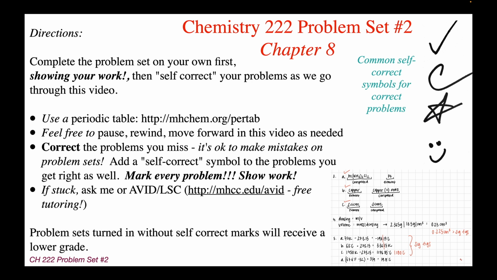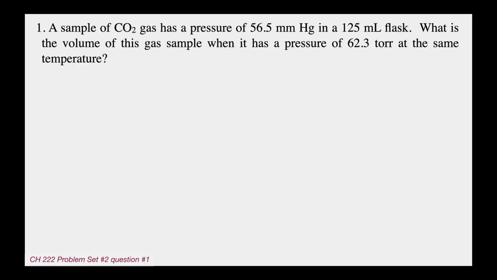Okay, so let's see what this problem set has to offer. A sample of carbon dioxide gas has a pressure of 56.5 millimeters of mercury in a 125 milliliter flask. What is the volume of this gas sample when it has a pressure of 62.3 torr at the same temperature?